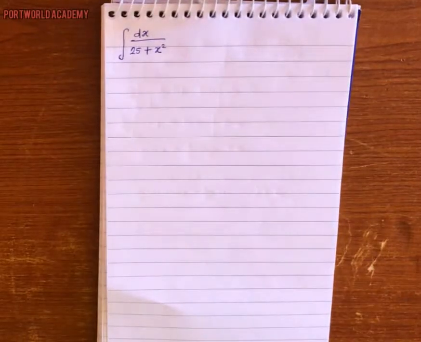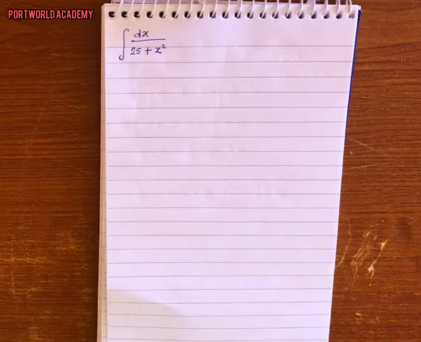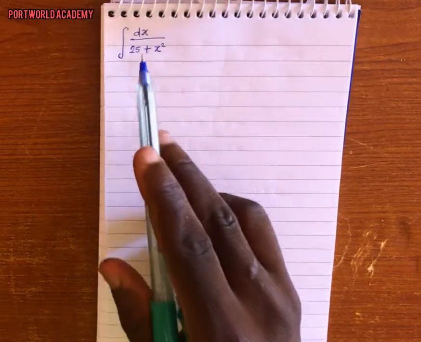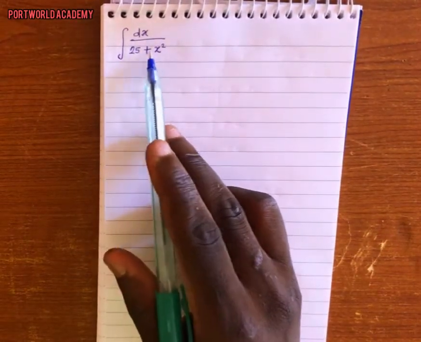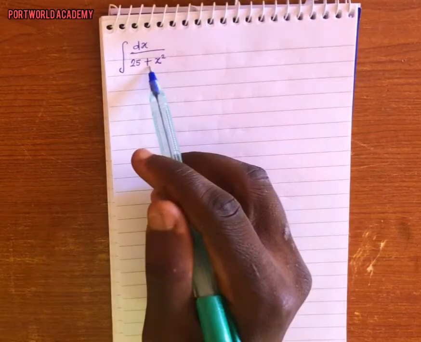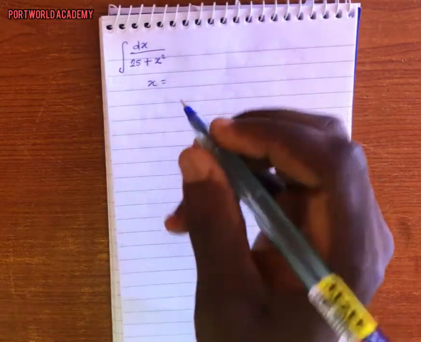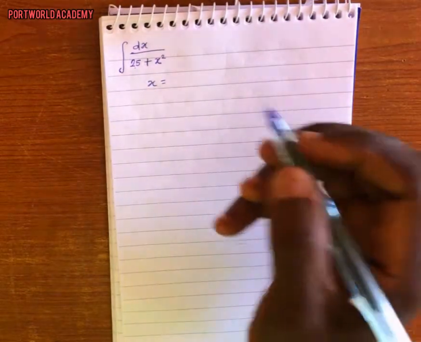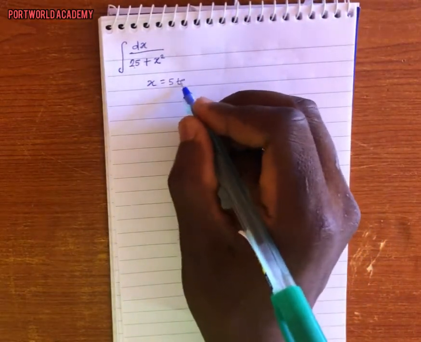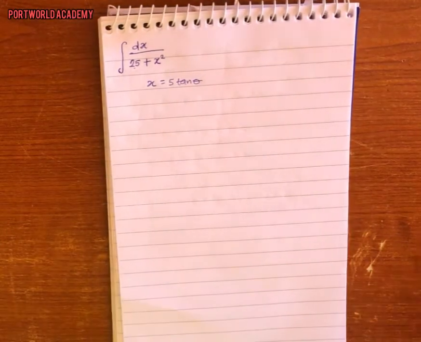Hi friends, in this video we are going to take a look at integrals of different questions under the completing the square method. So we are going to take a look at the integral of dx over 25 plus x squared. Since we are having addition here, we can simply let x equal to 5 tan theta. It's just a constant identity.